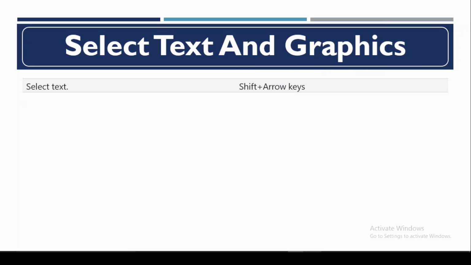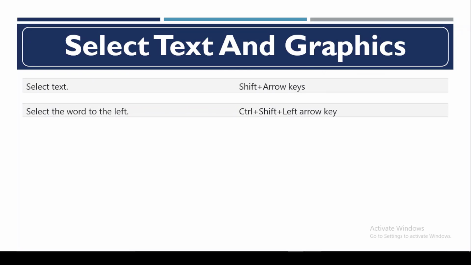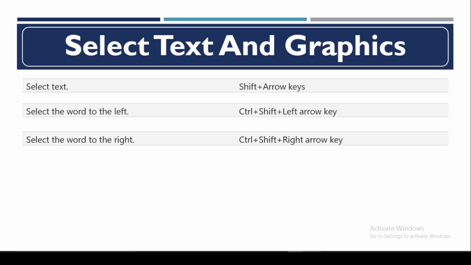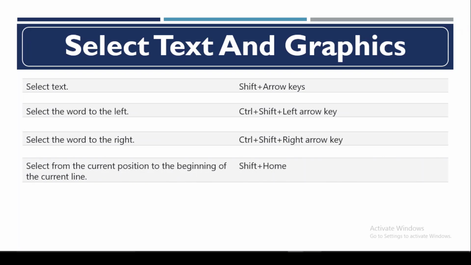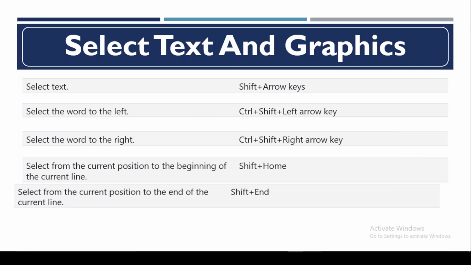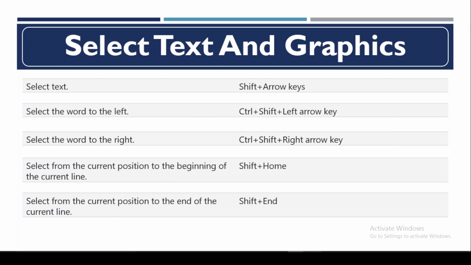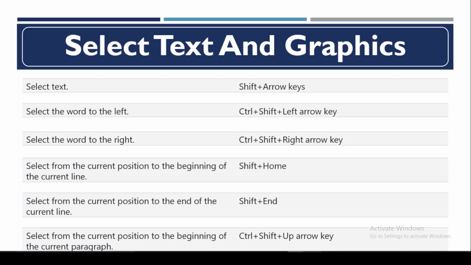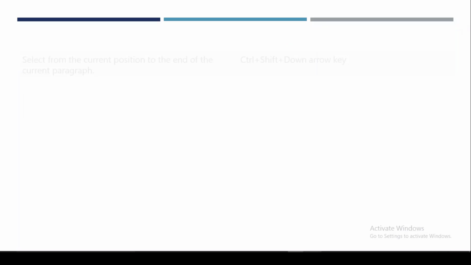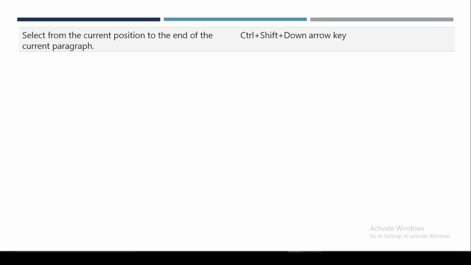Now, have a look at selecting text and graphics. Select text, Shift plus arrow keys. Select the word to the left, Ctrl plus Shift plus left arrow key. Select the word to the right, Ctrl plus Shift plus right arrow key. Select from the current position to the beginning of the current line, Shift plus Home. Select from the current position to the end of the current line, Shift plus End. Select from the current position to the beginning of the current paragraph, Ctrl plus Shift plus up arrow key. Select from the current position to the end of the current paragraph, Ctrl plus Shift plus down arrow key.